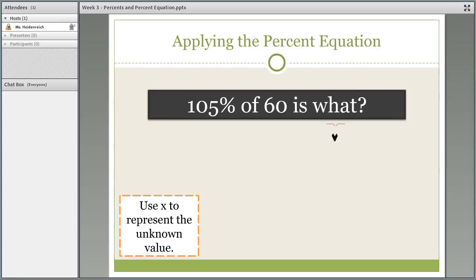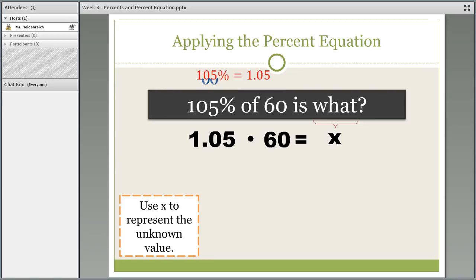Sorry, I wanted to also mention that you need to use that x in place of the what, which we will get there. But 105% translates or changes into 1.05 as a decimal. So from the left side, I have 1.05 of translates to multiply. 60 is 60. Is turns into equals. And then that what, the last part, is the x.